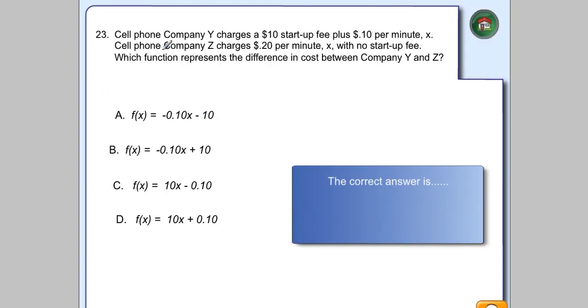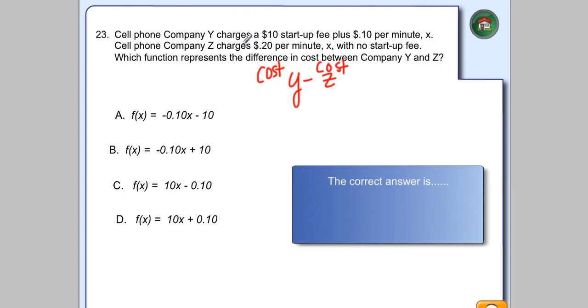All right, 23, cell phone company Y charges a $10 startup fee plus 10 cents per minute, which is X, and cell phone company Z charges 20 cents per minute, which is X, with no startup fee. What function represents the difference in cost between Y and Z? So the difference in cost would mean you subtract. So you're going to get the cost of Y and the cost of Z and subtract them.